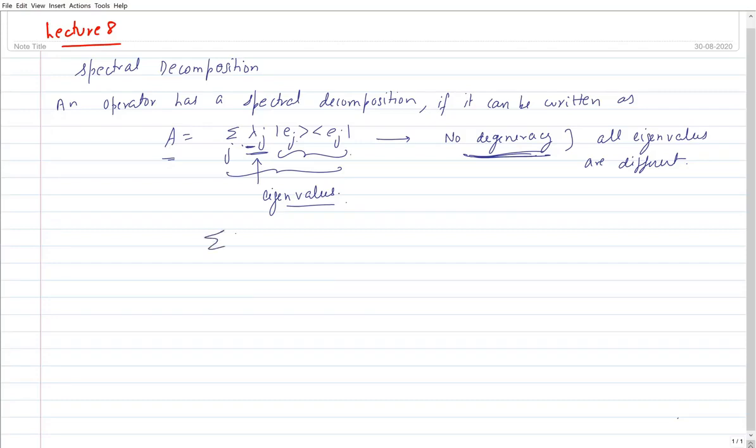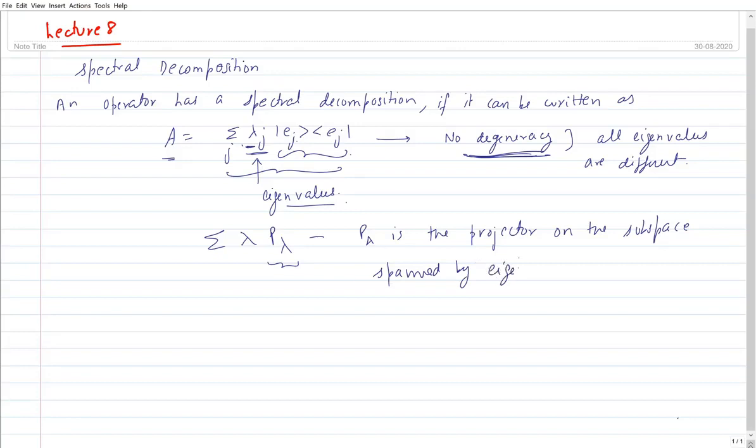And in case you have a degeneracy, I'll just write it down as lambda times some P lambda, where P lambda is the projector on the subspace spanned by eigenvectors with eigenvalue lambda.